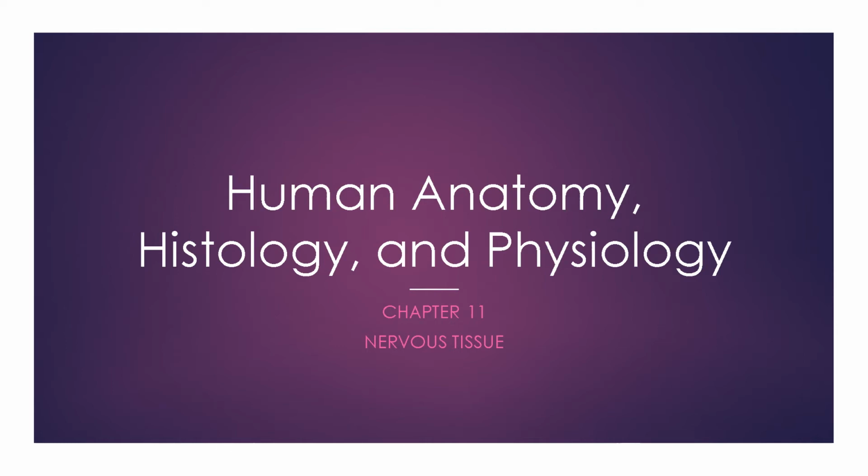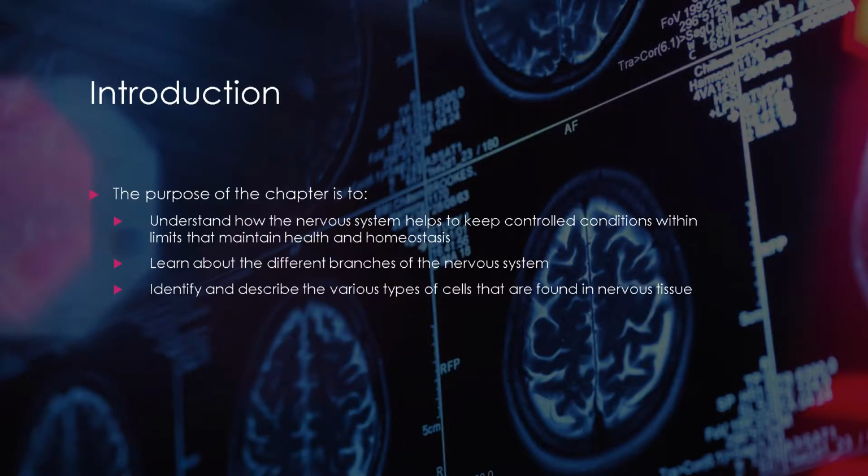This is chapter 11. We're going to go over the nervous tissue. In this chapter, we're going to look at the nervous system, how it keeps its controlled conditions within limits to help maintain homeostasis and also maintain your health. We're going to look at the different branches of the nervous system and also look at the different types of cells that are found within nervous tissue.